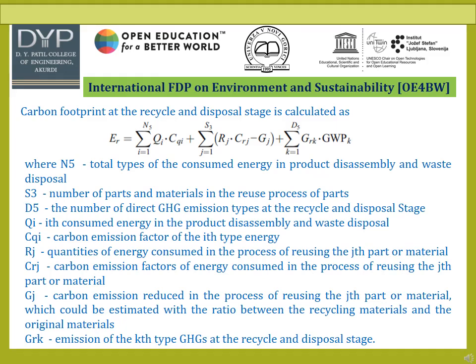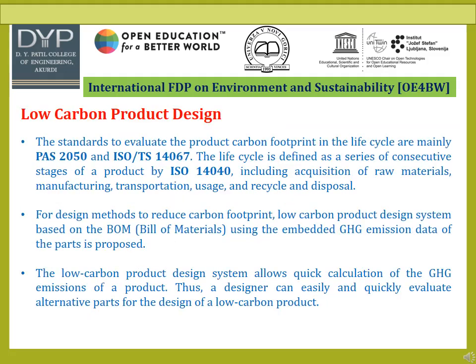Gj represents carbon emission reduced in the process of reusing the jth part or material, which could be estimated with the ratio between the recycling materials and the original materials. GRk represents emission of the kth type greenhouse gases at the recycle and disposal stage. And at the end, we can find out the total carbon footprint of the product by adding the carbon footprint calculated at each stage. Low carbon product design.